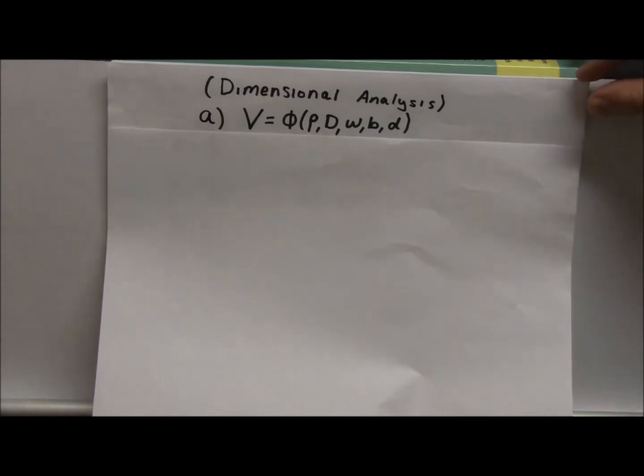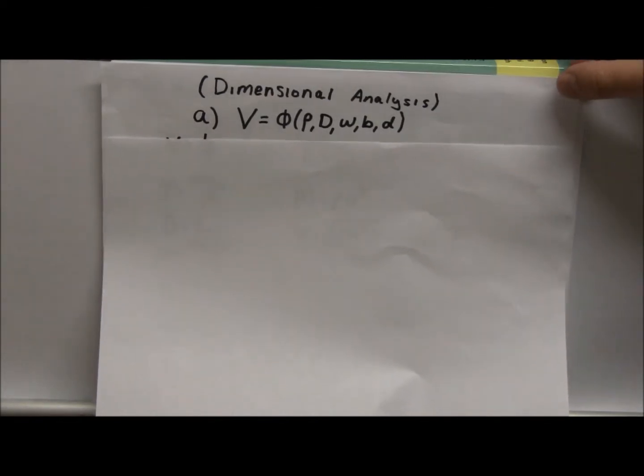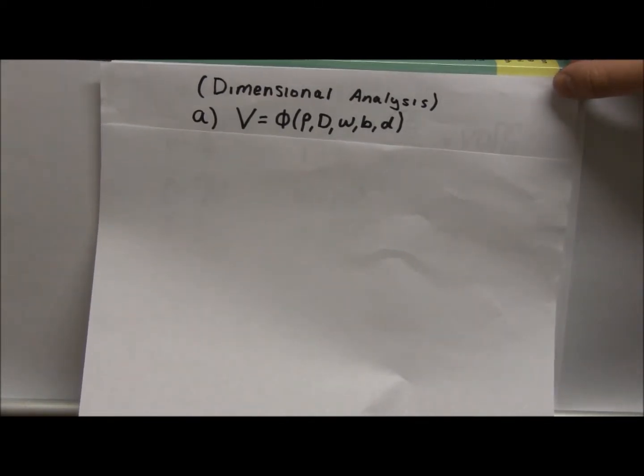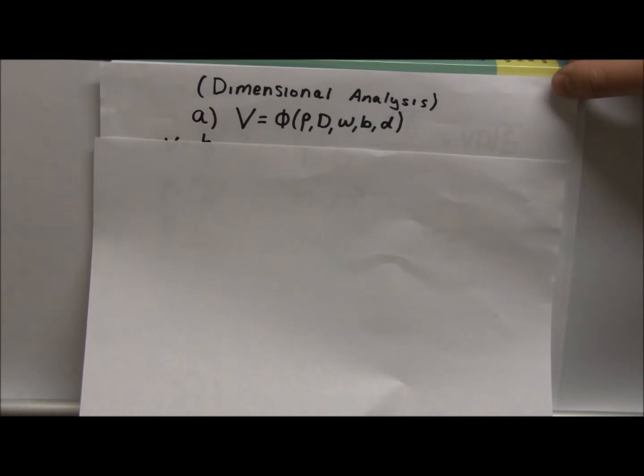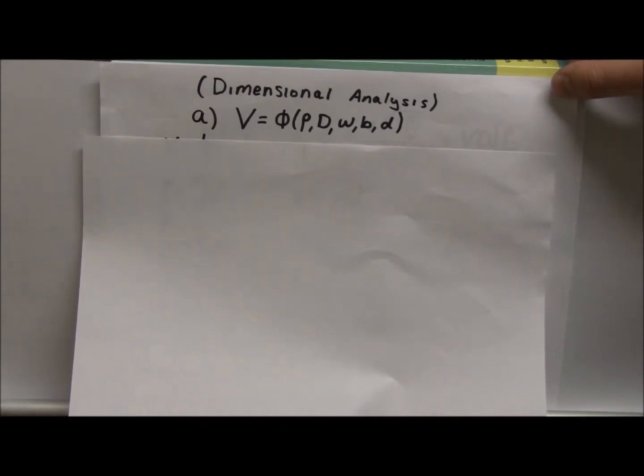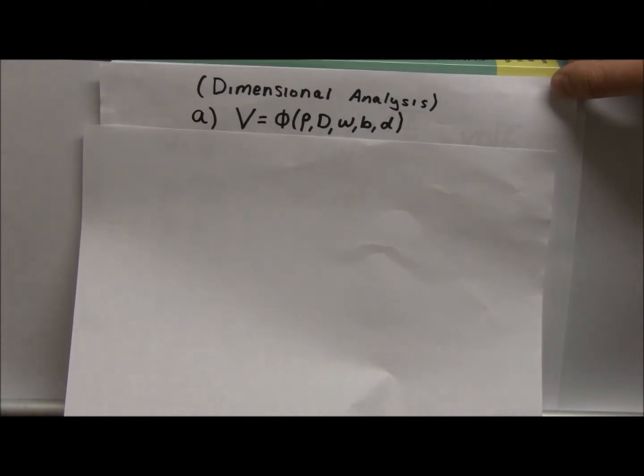Okay, so part A, the dimensional analysis part, we were told that the velocity is going to be some function, phi, and it's going to be a function of the density, the diameter of the pipe, the weight of the block, the width of the block, and the distance of the center line of the pipe to the ground.